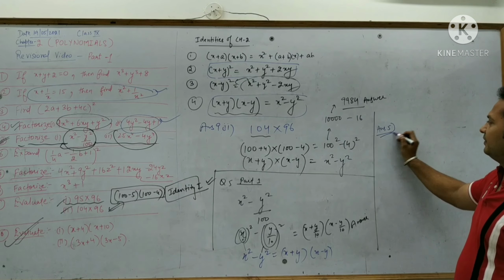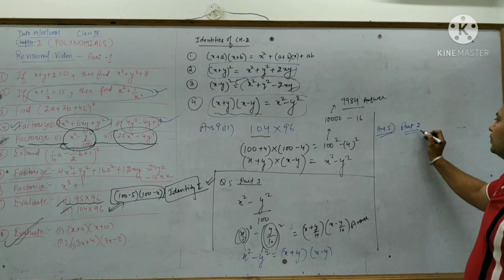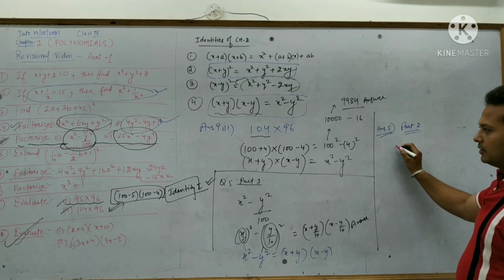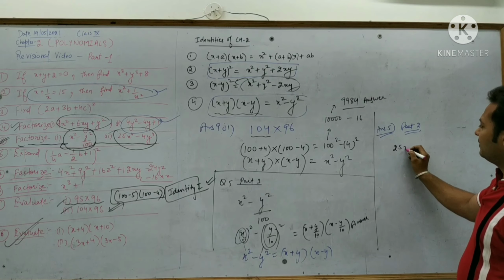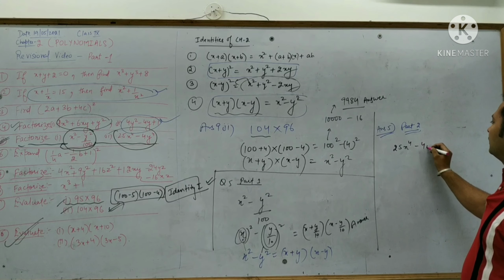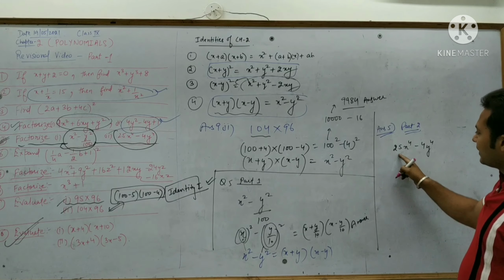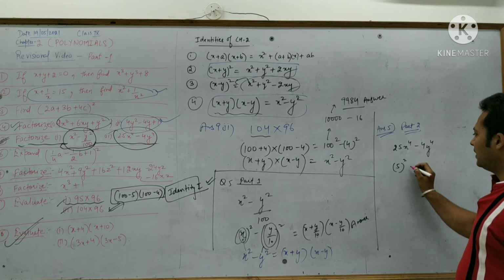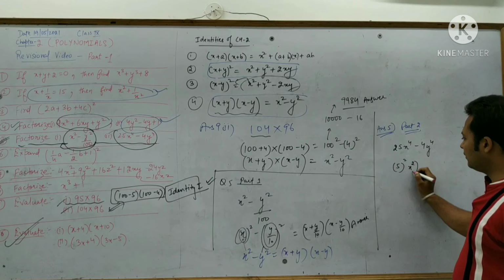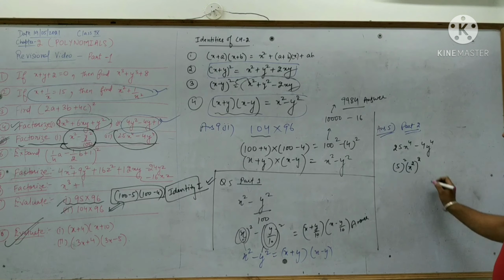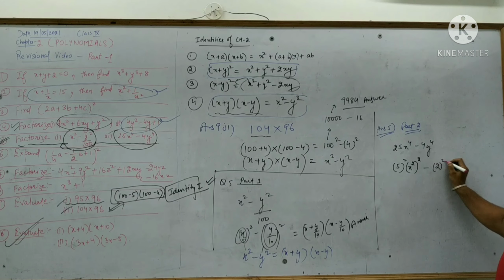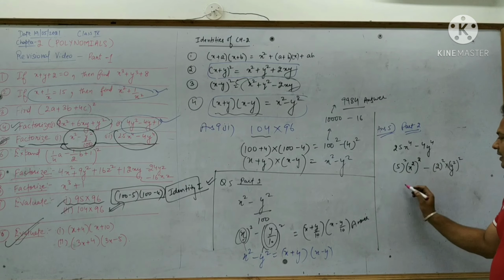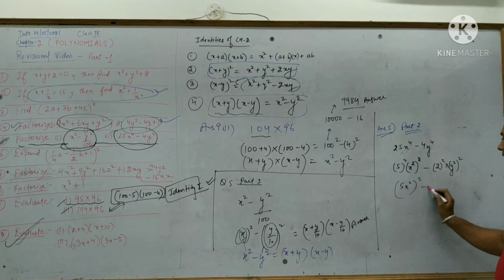Answer fifth, part 2. See children, we are having 25x raised to power 4 minus 4y raised to power 4. This 25 can be written in the form of 5 square, and this x raised to power 4 can be written in the form of x square, and 4 can be written in the form of 2 square and y in the form of y square. So the powers are same, base will be multiplied again here.